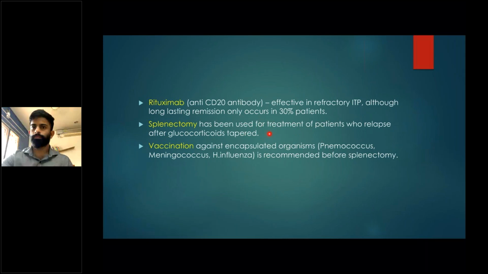Splenectomy has been used for treatment of patients who relapse after glucocorticoids are tapered. Vaccination against encapsulated organisms like pneumococcus, meningococcus, and Haemophilus influenzae is recommended before splenectomy. You have to give it before splenectomy because these are the most common infections after splenectomy.